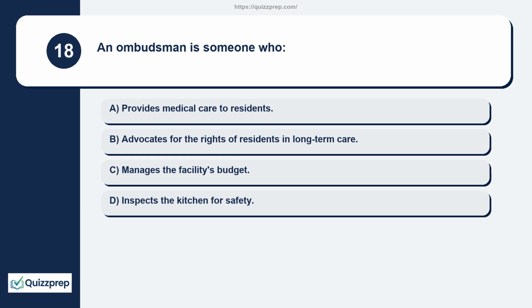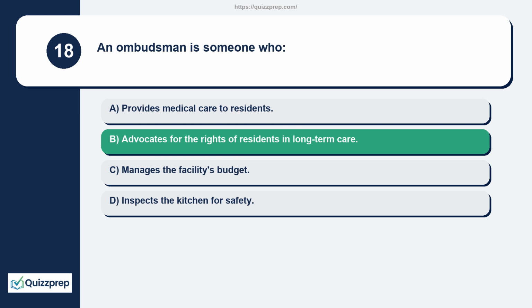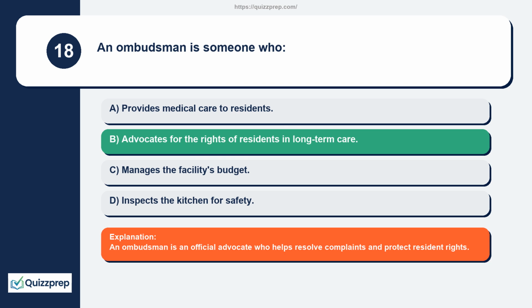Question 18. An ombudsman is someone who provides medical care to residents, advocates for the rights of residents in long-term care, manages the facility's budget, inspects the kitchen for safety. An ombudsman is an official advocate who helps resolve complaints and protect resident rights.